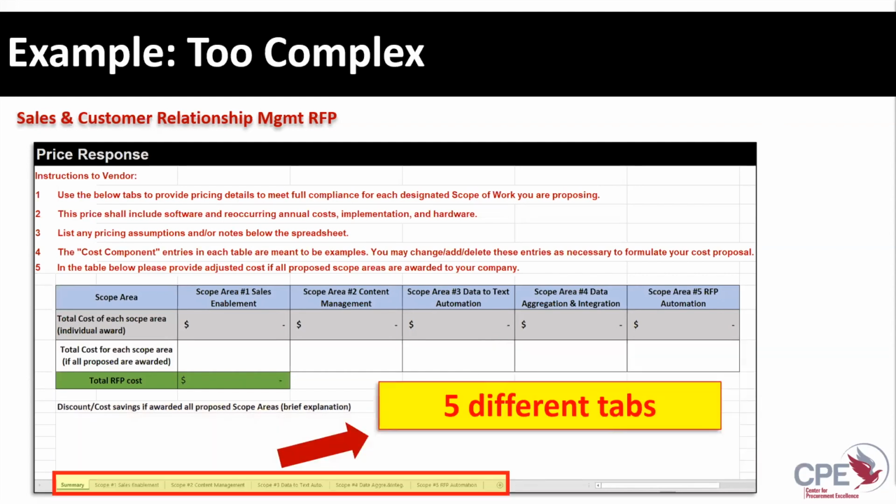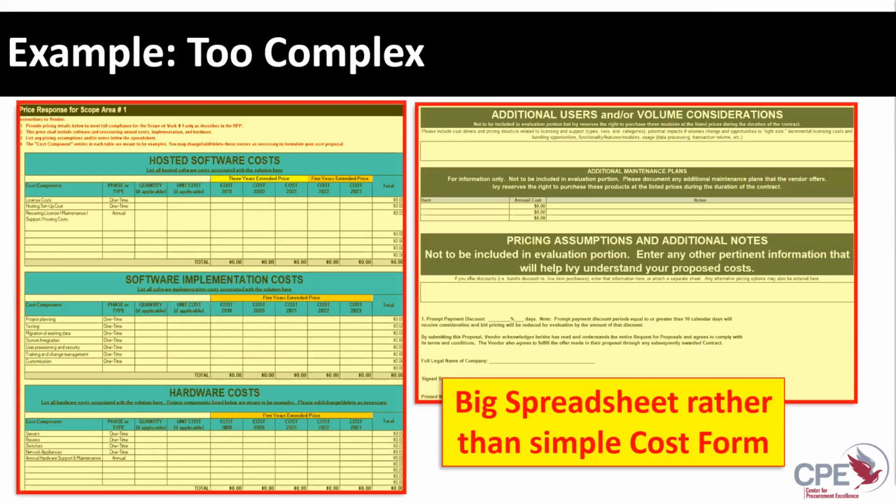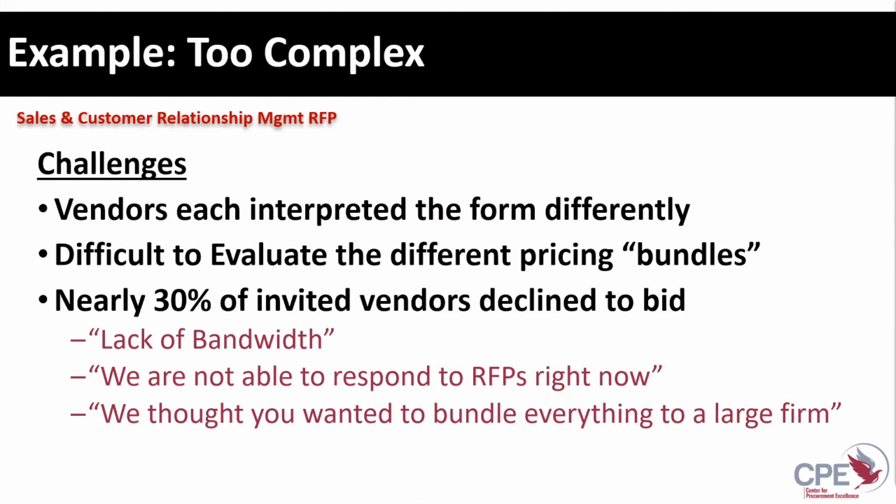I've got 5 different tabs in my glorious spreadsheet here. That's frustrating for vendors to flip through. And then each of those tabs is a big old spreadsheet. And this is tough to get through. It's not a simple cost form, right? And so, this is a while back, but the lesson learned is that you get vendors interpreting that form differently. It's difficult for them to navigate it. Then it's difficult for us as a client to evaluate things.